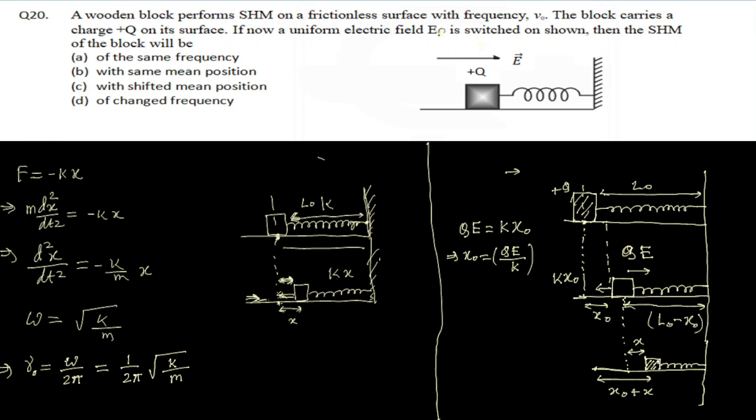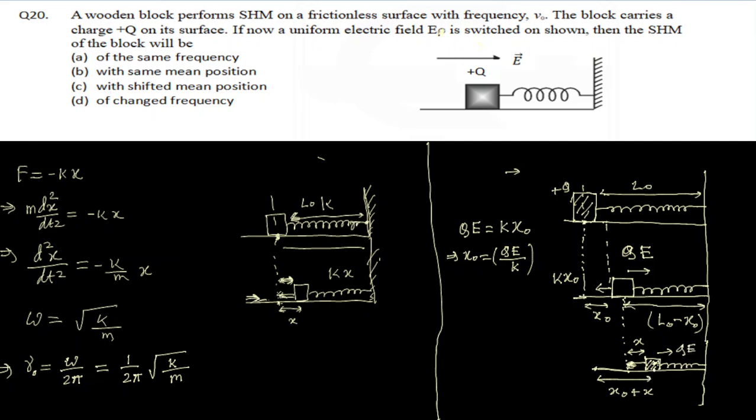So the net force that acts on this block because of the spring will be k into x naught plus x, and that force will be acting towards the left. And this Q into E will always be towards the right, and that is always constant.